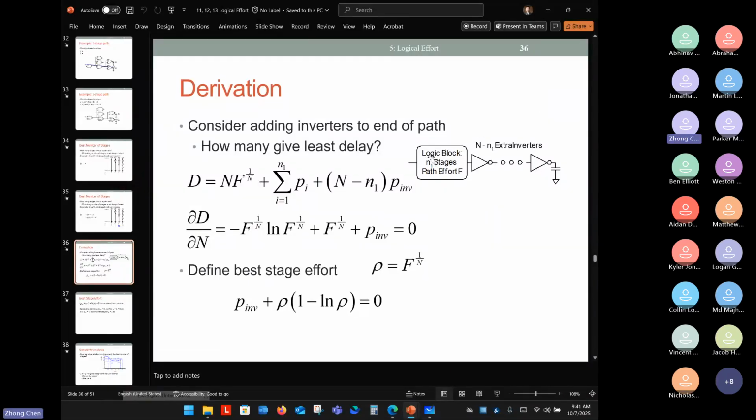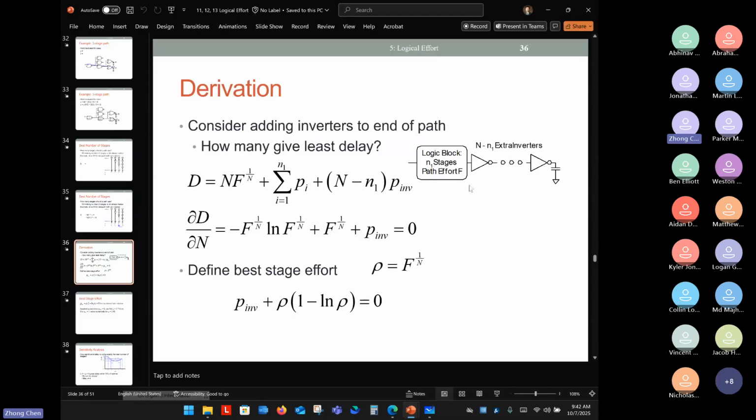So here's the more generalized case. Assuming that you have a logic block which already has n1 stages at the beginning, you can add an additional number of inverters so that the total number of stages will be equal to capital N. So the number of inverters is N minus n1. Of course, this number of inverters can be 0, 1, 2, or any number. So the total number of stages for your design will be capital N, and your existing block is n1.